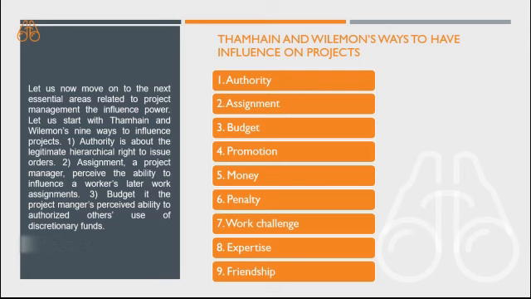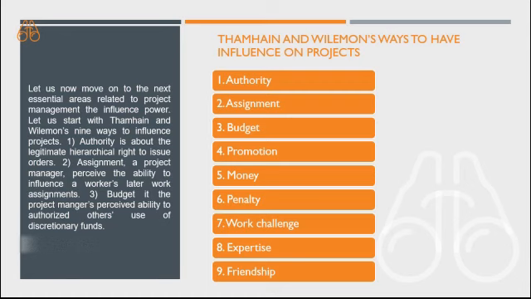Let us now move on to the next essential areas related to project management, the influence power. Let us start with Thamhain and Wilemon's 9 ways to influence projects. Number 1, authority. It's about the legitimate hierarchical right to issue orders. Number 2, assignment. The project manager's perceived ability to influence a worker's later work assignment.